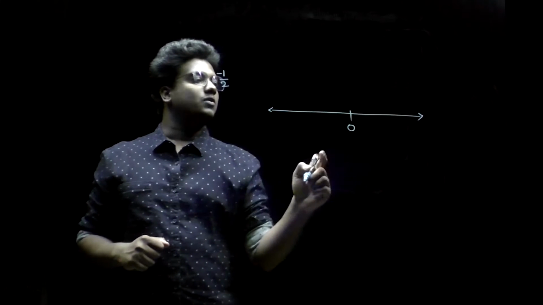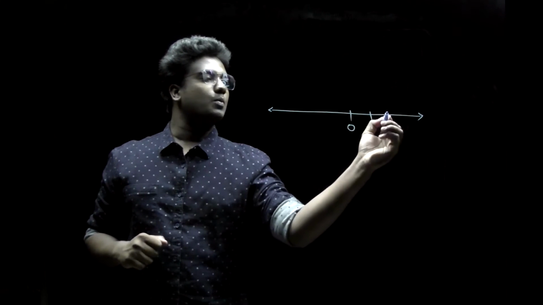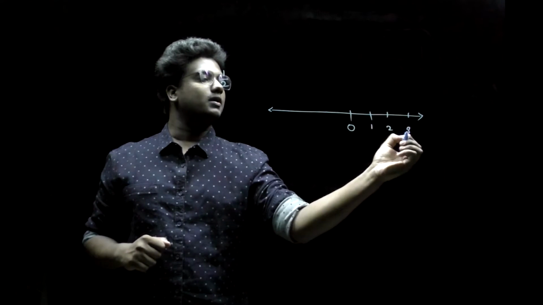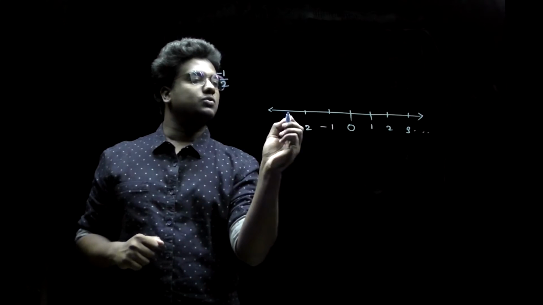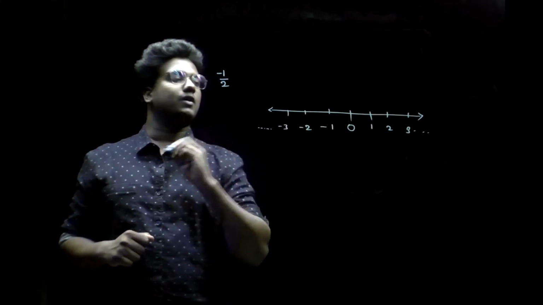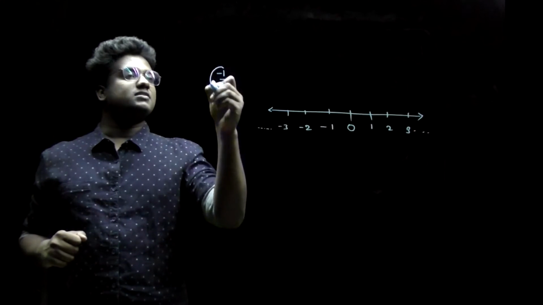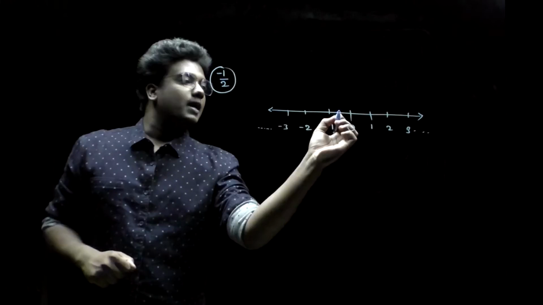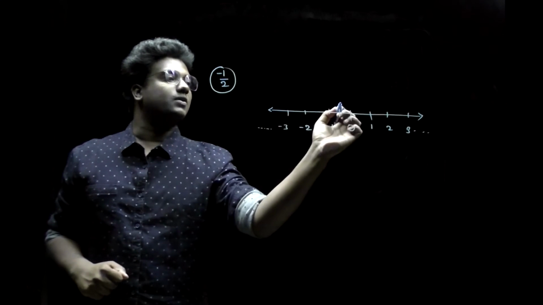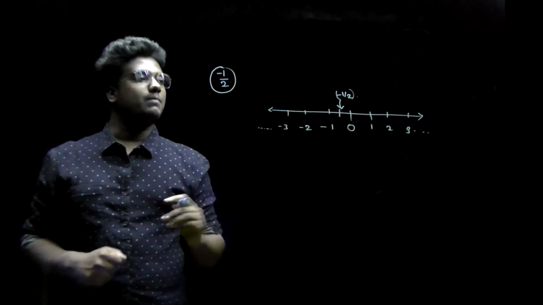In the center it will be 0, on the right it will be 1, 2, 3 and so on, and on the left side the negative integers minus 1, minus 2, minus 3 and so on. So we have represented the integers on this number line. Now where will minus 1 by 2 exist on this number line? Yes, in between minus 1 and 0. So this is where minus 1 by 2 is represented.